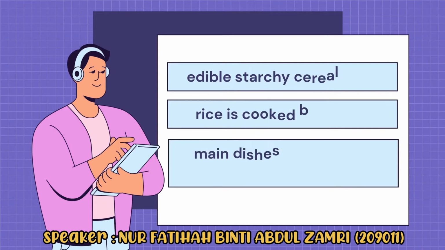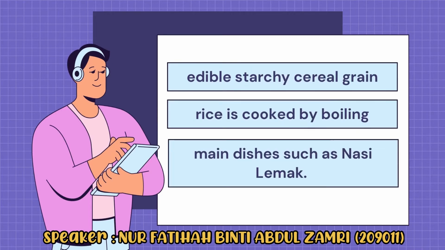Rice is an edible starchy cereal grain. Within the worldwide cultivated cereal, rice, which is Oryza sativa, stands out, constituting the basic food for the large number of human beings. In Malaysia, rice is cooked by boiling. It's eaten alone or in a great variety of soups, side dishes, and main dishes such as nasi lemak.